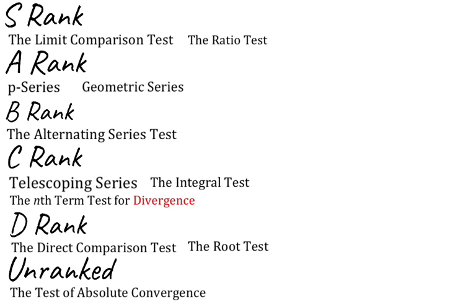For D rank, I had the ones that I just don't want to use, the direct comparison test and the root test. And then the unranked, I went with the test of absolute convergence because you throw absolute value around it and then use any of the other tests. So how am I going to rank that? So I just left that off. But anyway, I think that's a fun way to run through these and review them.